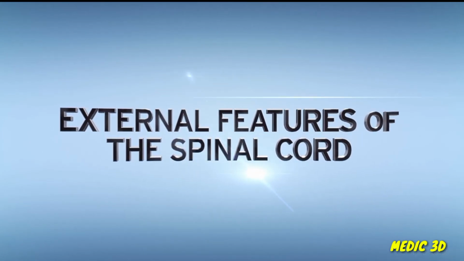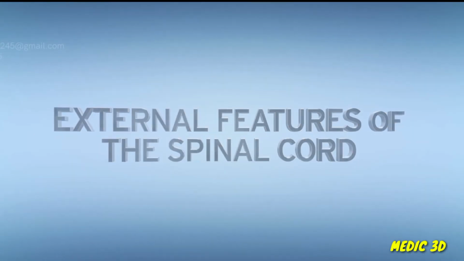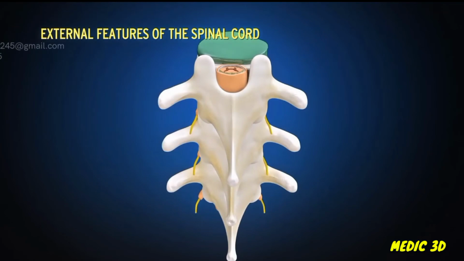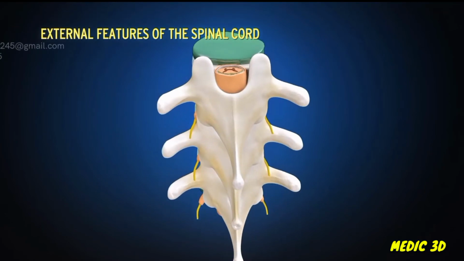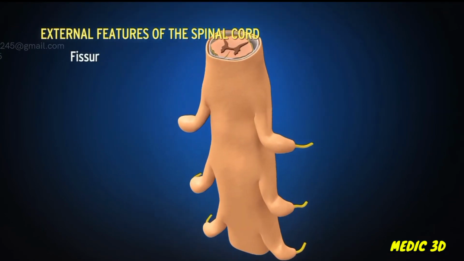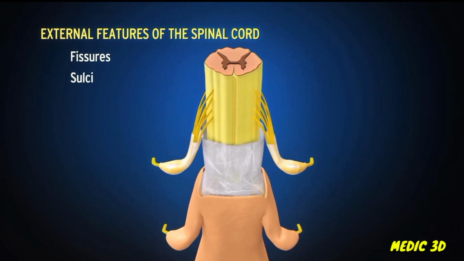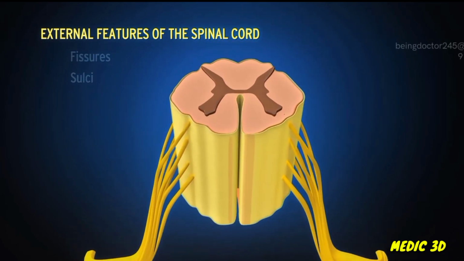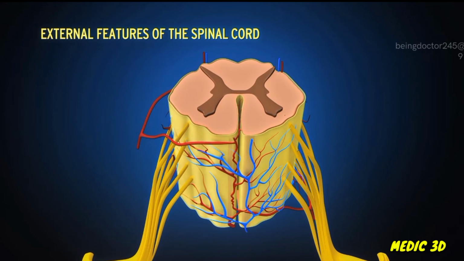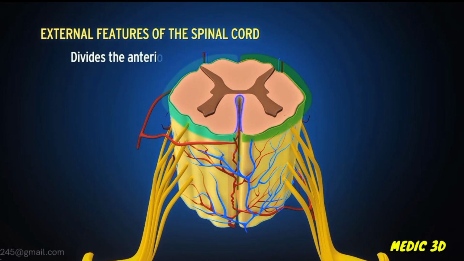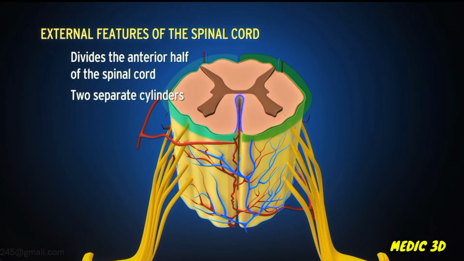External features of the spinal cord. The spinal cord presents fissures and sulci on the external aspect. On the anterior aspect of the spinal cord, there is an anterior or ventral median fissure, which extends deeply to the central grey matter and divides the anterior half of the spinal cord into two separate cylinders.